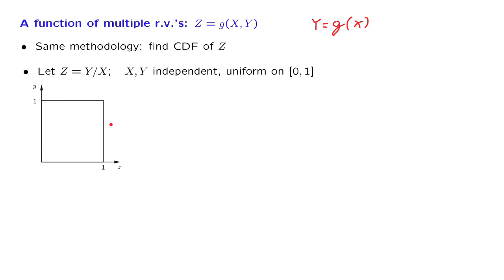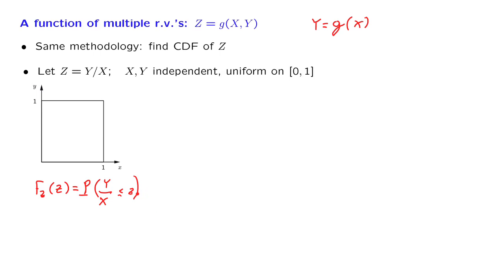It is useful to work in terms of a diagram. This is essentially our sample space, the unit square. The PDF of x is 1 on the unit interval. The PDF of y is 1 on the unit interval. Because of independence, the joint PDF is the product of their individual PDFs. So the joint PDF is equal to 1 throughout this unit square. So now let us write an expression for the CDF of z, which by definition is the probability that the random variable z, which in our case is y divided by x, is less than or equal to a certain number, little z.